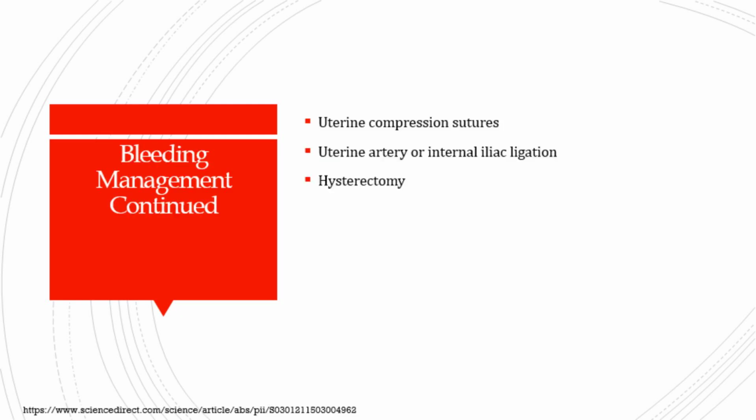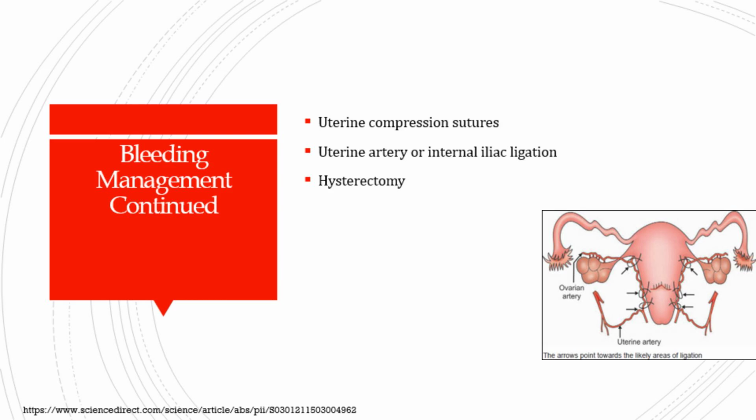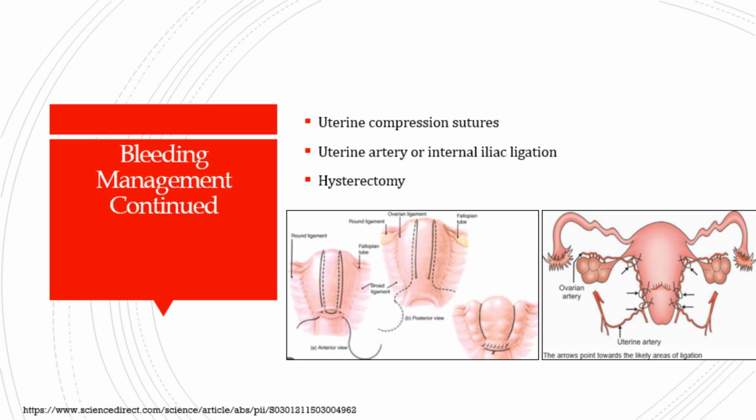Other techniques to control bleeding include uterine compression sutures such as the B-Lynch suture, demonstrated in the diagram on the left. Alternatively, uterine artery and/or internal iliac artery ligation can be performed. Artery ligation refers to the surgical procedure of tying off an artery to reduce blood flow to the uterus and thus decrease bleeding.